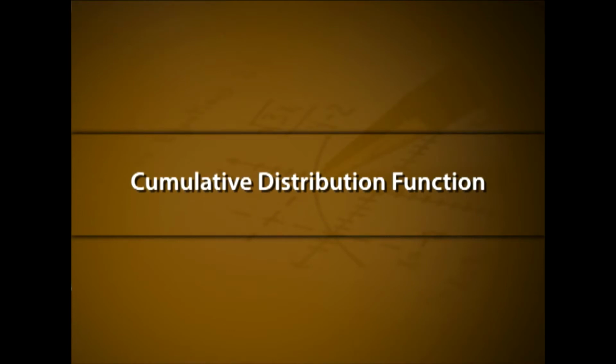Cumulative distribution function. For a random variable X, the function capital F of x that is equal to P of capital X less than or equal to small x, for minus infinity less than small x less than plus infinity, is known as the cumulative distribution function or simply distribution function of that random variable. Capital F of x denotes the probability that the random variable X takes a value less than or equal to small x. In general, the distribution function capital F of x of a random variable has the following properties.